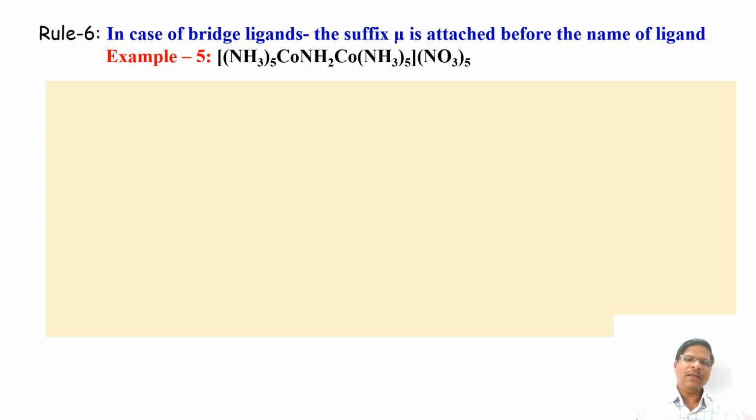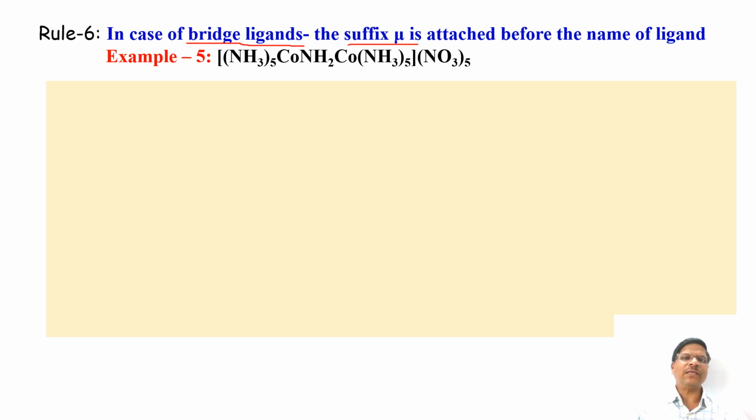Up till now we have seen examples where simple types of ligands are used. Now the next rule is for the bridge type of ligands. What is meant by a bridge ligand? A single ligand is bonded to two metal ions, and such a ligand is called a bridge ligand. The prefix mu is used before the name of the bridge ligand in the complex ion.